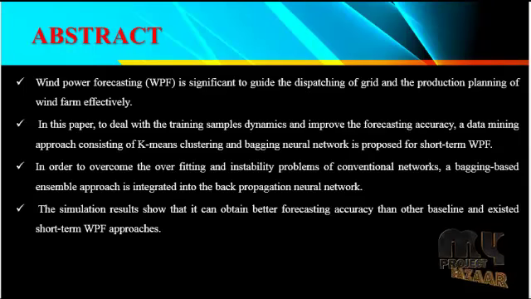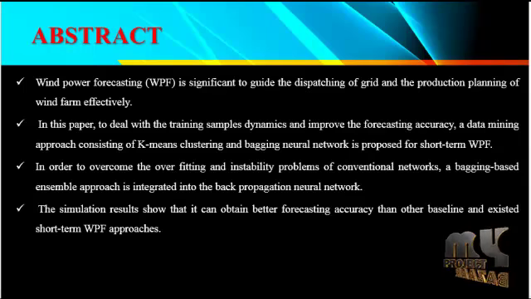Wind power forecasting is significant to guide the dispatching of the grid and the production planning of the wind farm effectively. The intermittency and volatility of wind, leading to the diversity of the training samples, have a major impact on the forecasting accuracy. So in this paper, to deal with the dynamic training samples and to improve the forecasting accuracy, a data mining approach consisting of k-means clustering and bagging neural networks is proposed for short-term wind power forecasting.